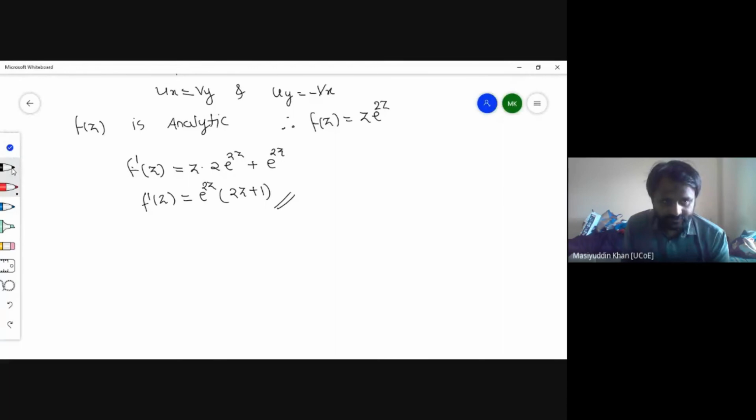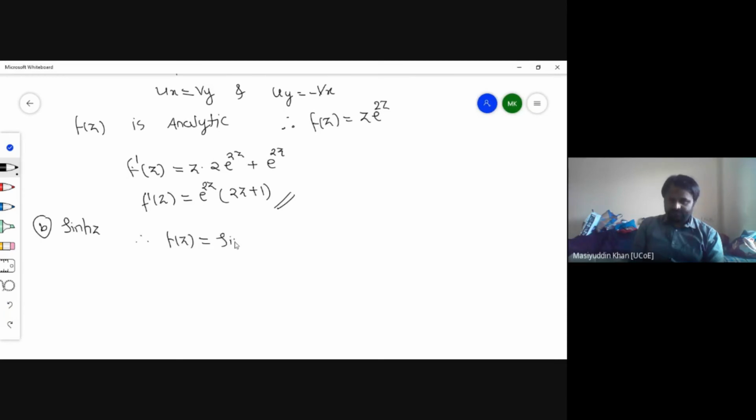So you have to verify sine hyperbolic of z. So again f of z is given, f of z is equal to sine hyperbolic of z. So we have to simplify this part.